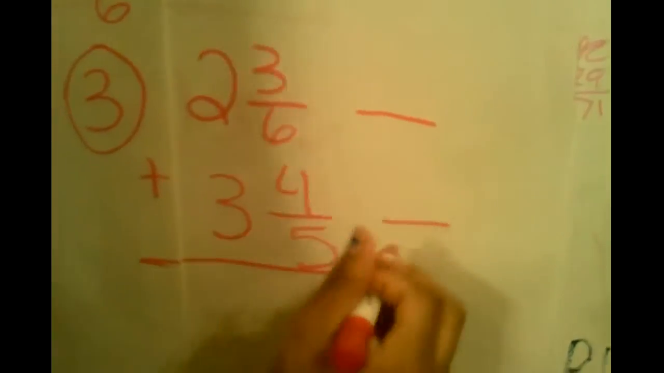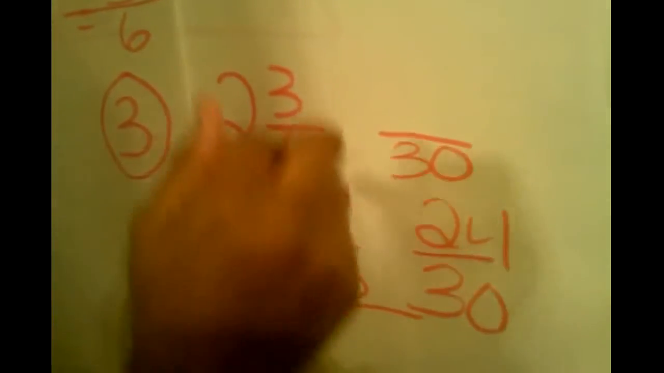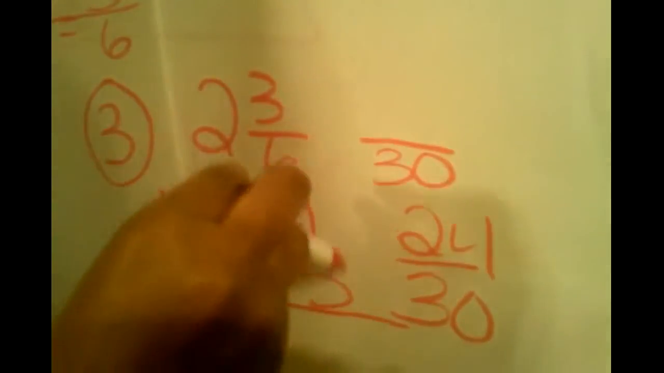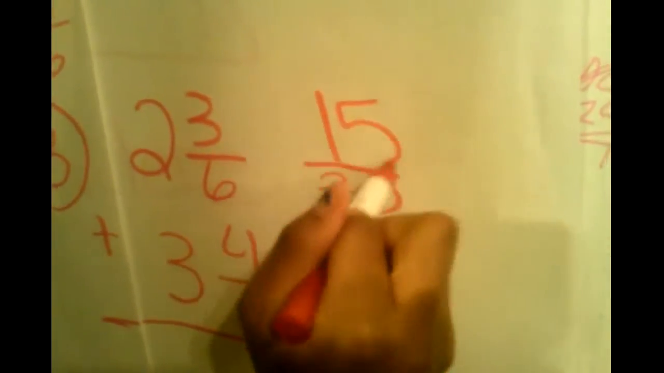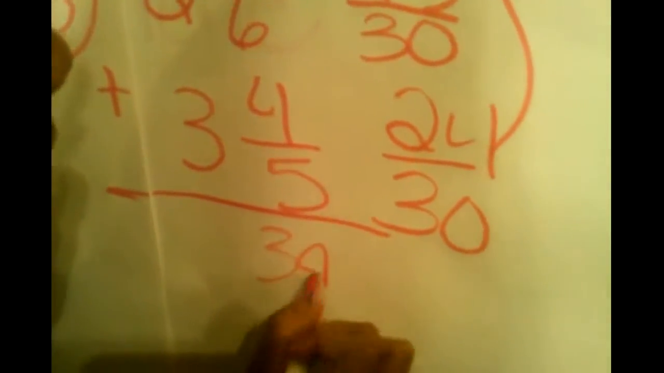So 5 times 6 equals 30. Then you have to multiply 4 by this denominator, and 4 times 6 equals 24. Then you have to multiply 3 by this denominator and you get 15. And then you add both of these, 15 plus 24, and you get 39.